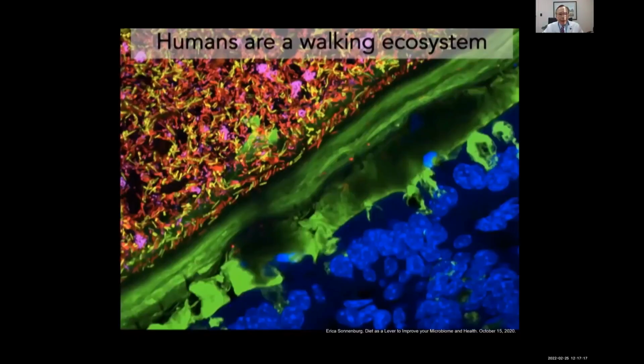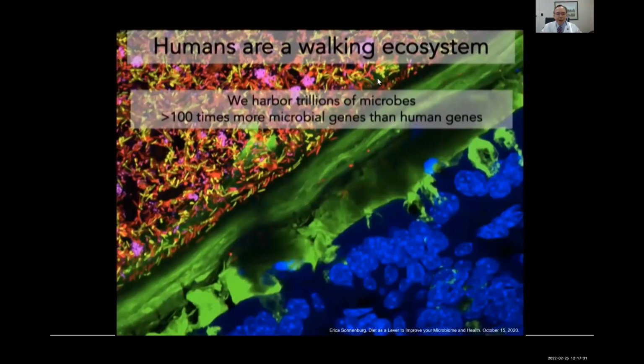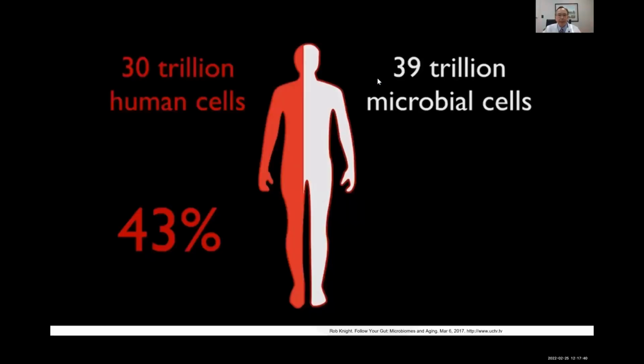So humans are a walking ecosystem, in fact, multiple ecosystems. And these are complex and diverse. We harbor trillions of microbes, 100 times more microbial genes than human genes. And again, these can be malleable. I like these two slides from Rob Knight, who is the head of what's called the American Gut Project, which we'll come back and briefly touch on.